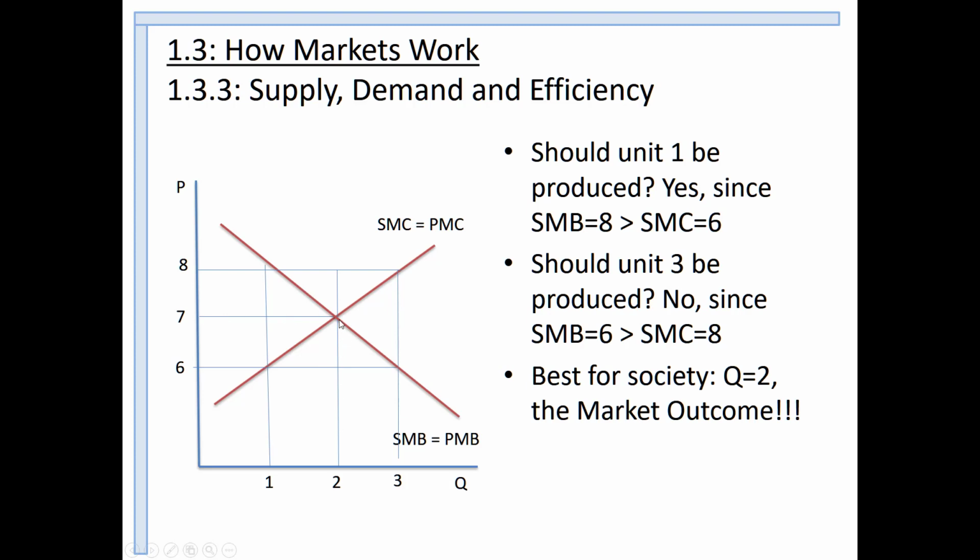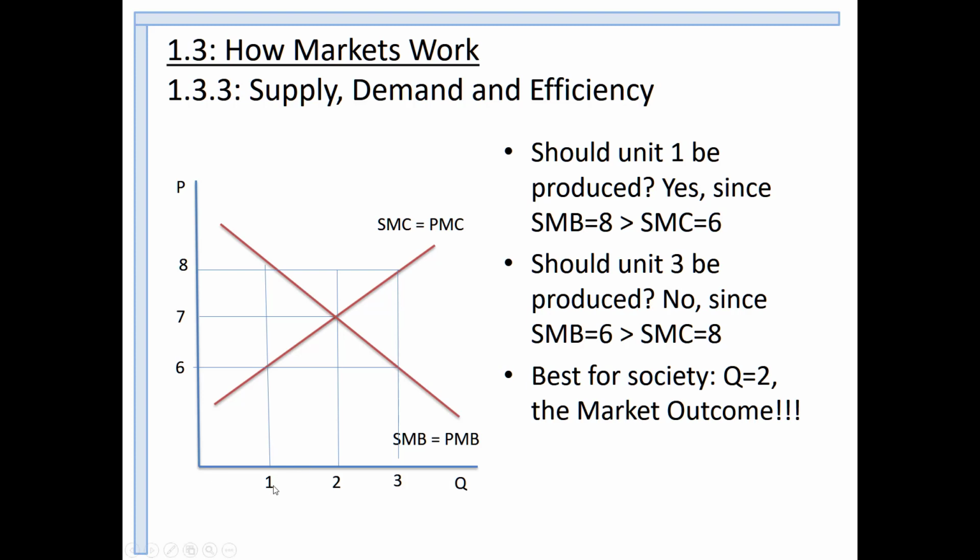However, because the two conditions of efficiency are satisfied, we can see that the market outcome coincides with the outcome where social marginal cost equals social marginal benefit, just because in this case the curves are the same: private equals social. If that's the case, why is it the best outcome for society?